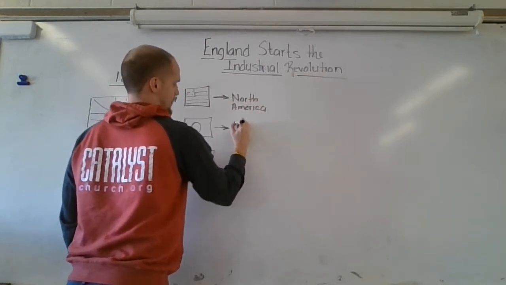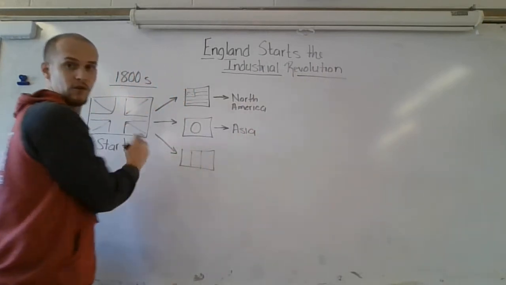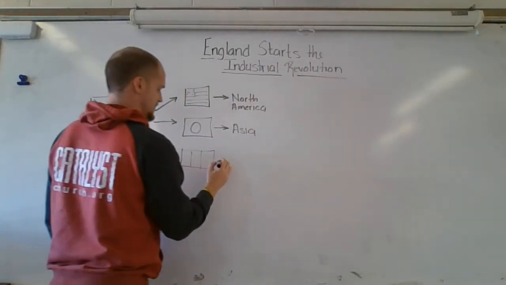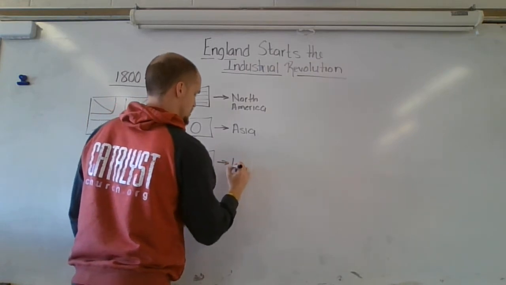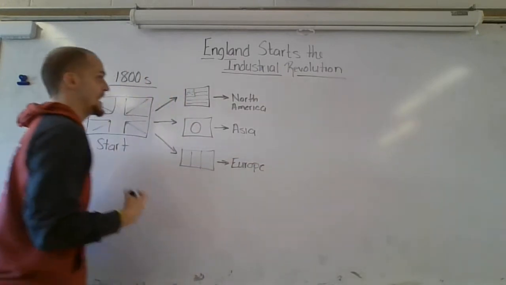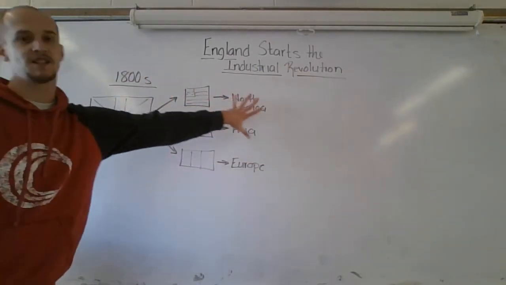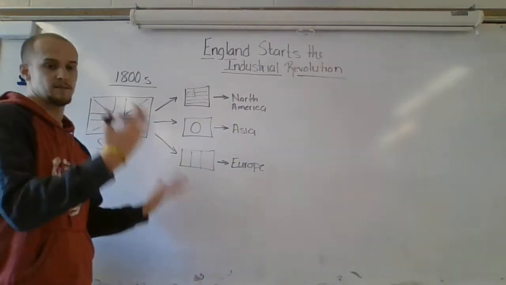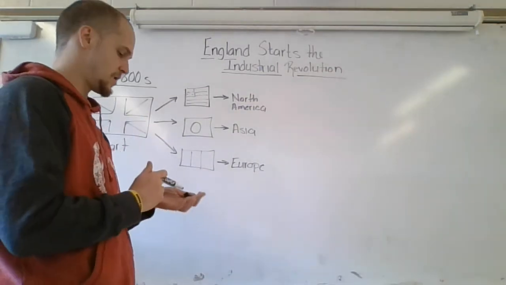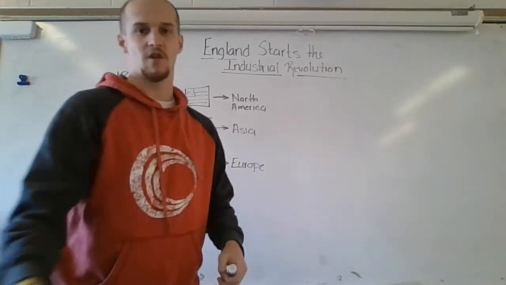Japan increases it throughout Asia. And then the combination of Great Britain and France spread industrialization throughout Europe. And so that is how it starts with Great Britain, and then you see it kind of branch out and expand across multiple continents. So now we look at why. Why Great Britain? Why does it start there?